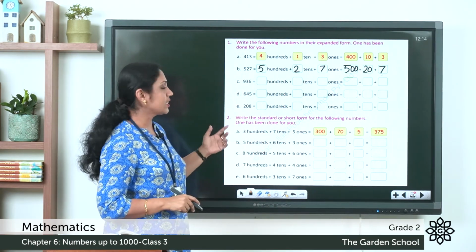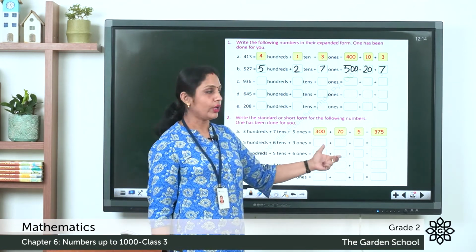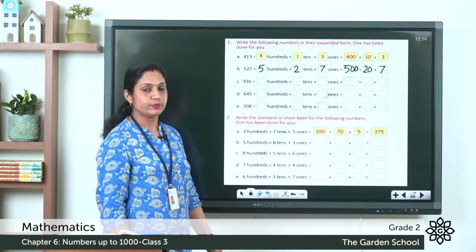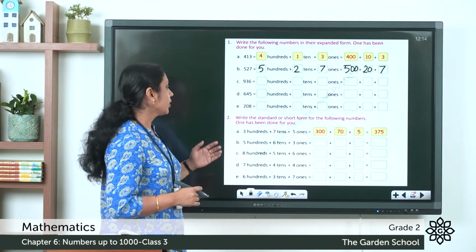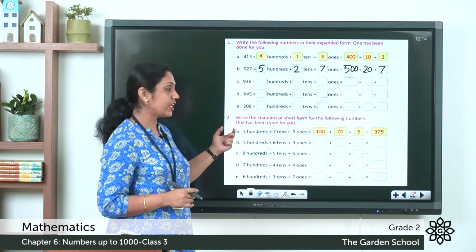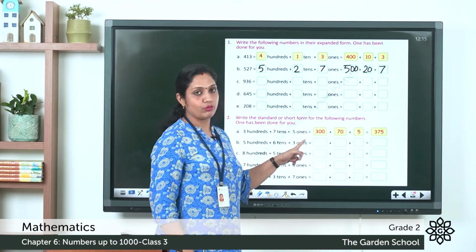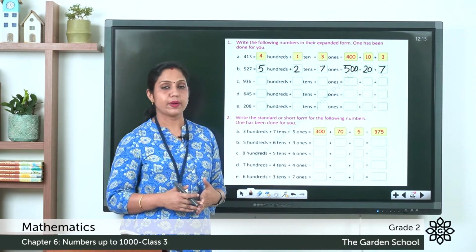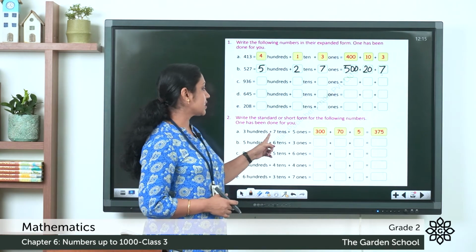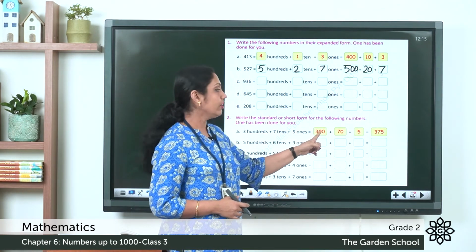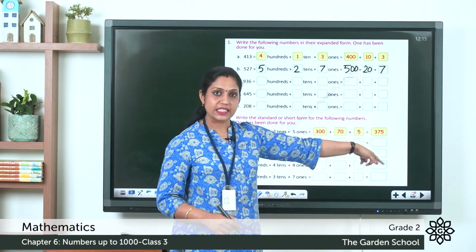Now, let's check the second question. Write the standard or short form for the following numbers. One has been done for you. So here we have to write the short form or the standard form. So here let's check the first question. A, 3 hundreds plus 7 tens plus 5 ones. We have been given the expanded form and we have to write the short form for this. So 3 hundreds plus 7 tens plus 5 ones becomes 300 plus 70 plus 5 is equal to 375.